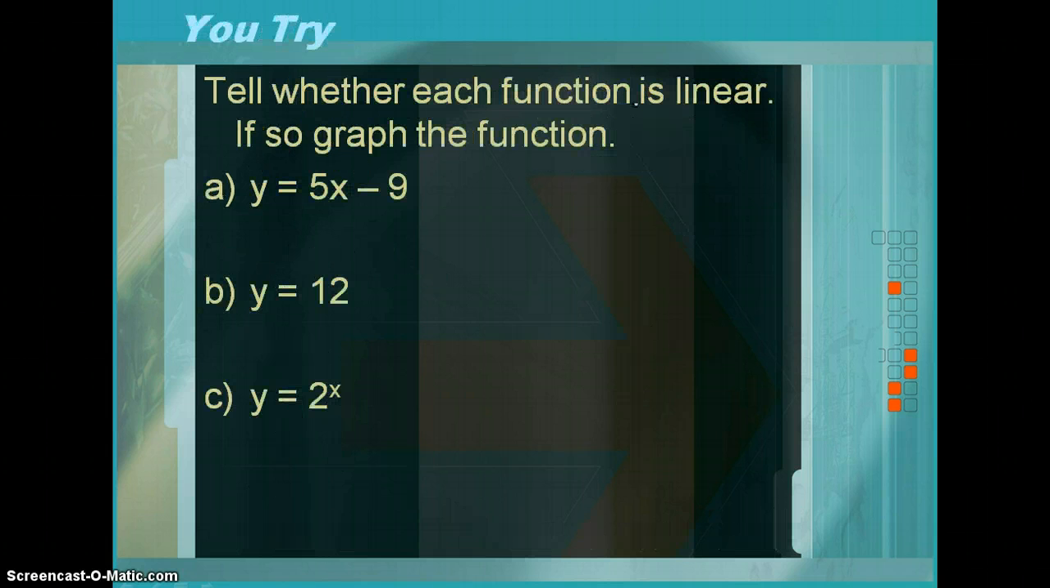So tell whether each function is linear. If so, graph the function. Y is equal to 5x minus 9, y is equal to 12, and y is equal to 2 to the x. Again, this is the final video of the 3 for this section.